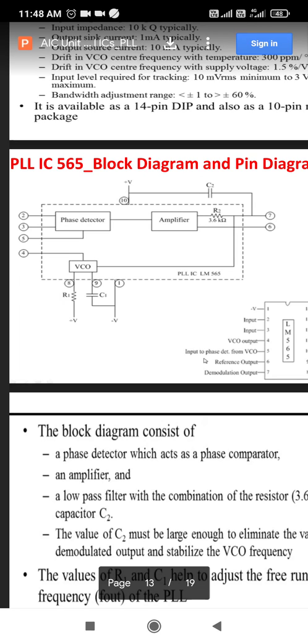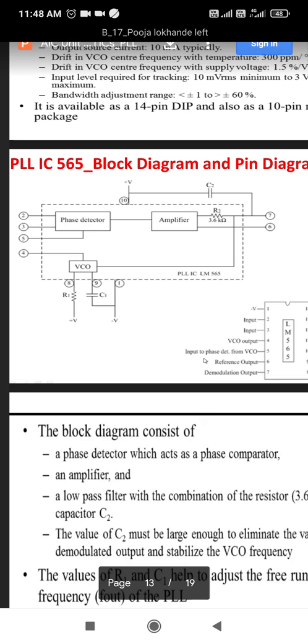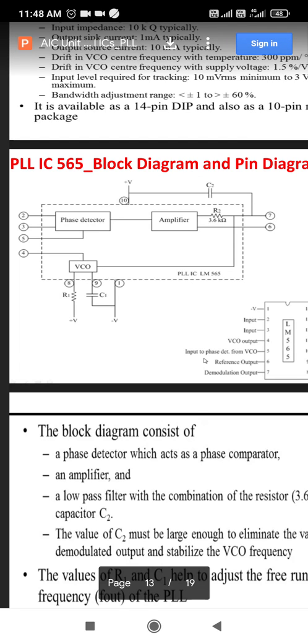pin number 5. You have to connect 4 and 5. Okay, so 4 means what? Output of VCO. Pin number 4 is the output of VCO, which can be connected to the phase detector as a feedback signal through the feedback network. There is a feedback network, we can decide it depending on the application.